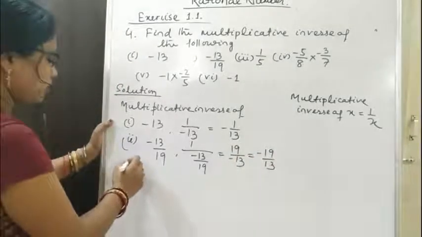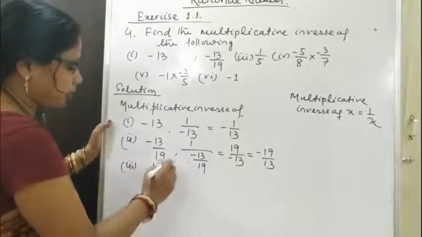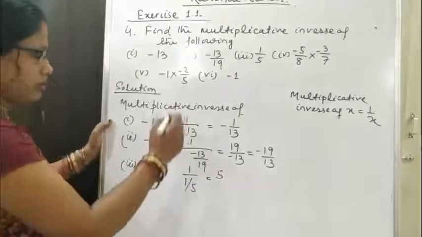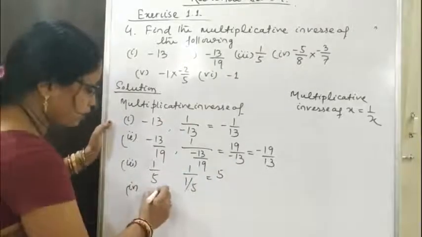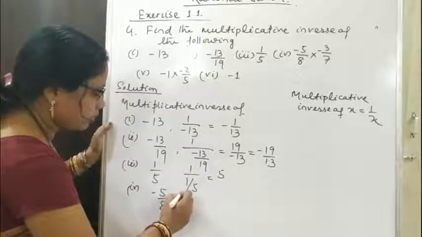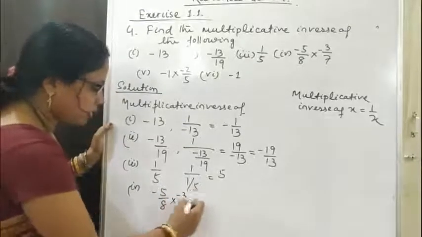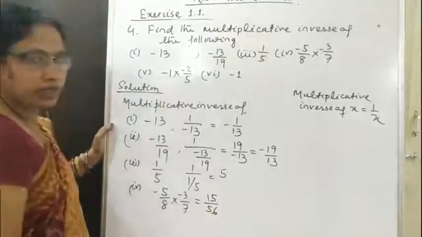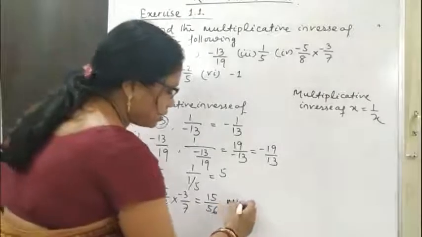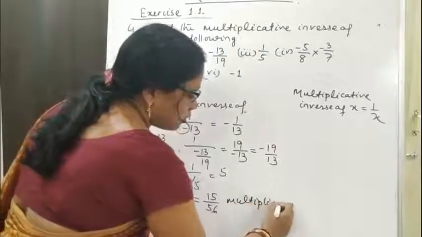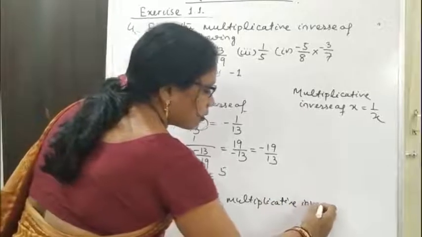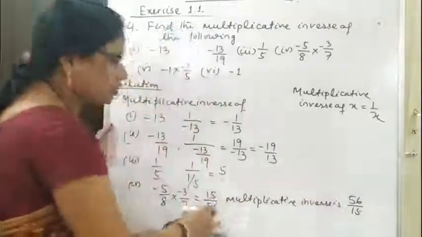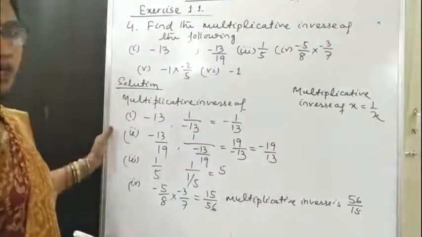Then the third one, the multiplicative inverse of 1 by 5, that is 1 by 1 by 5, that is equal to 5. Then the fourth one, minus 5 by 8 multiplied with minus 3 by 7. First we have to multiply, so this is 15 by 56. The multiplicative inverse is 1 by 15 by 56, that is 56 by 15.